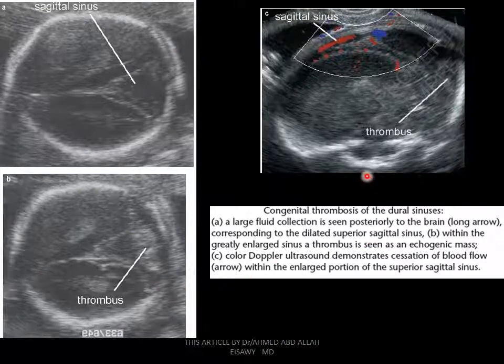Congenital thrombosis of dural sinuses, as other abnormalities. A large fluid collection is seen posterior to the brain, corresponding to the dilated superior sagittal sinus, as you see in this image. Within the greatly enlarged sinus, thrombosis is seen as an echogenic mass. This thrombus is seen as an echogenic mass within the sinus. Color Doppler demonstrates absence of blood flow within a large portion of the superior sagittal sinus.